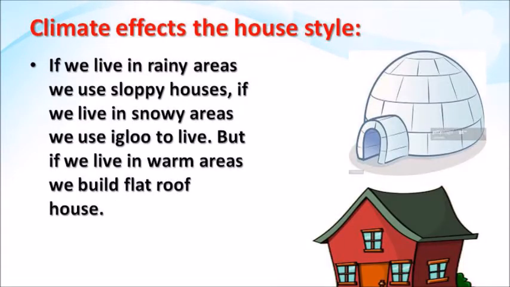Climate affects the house style. If we live in rainy areas, we use sloping houses. If we live in snowy areas, we use igloos to live in. But if we live in warm areas, we build flat-roof houses.